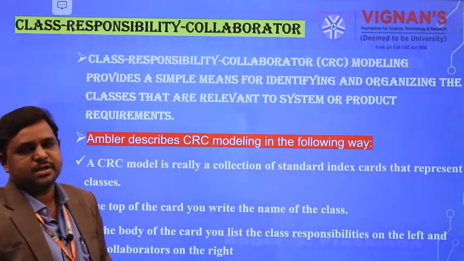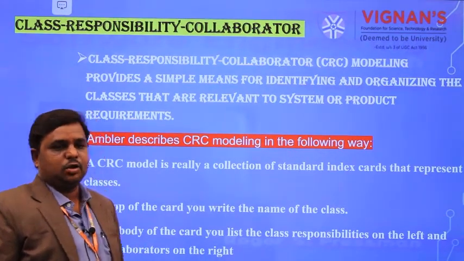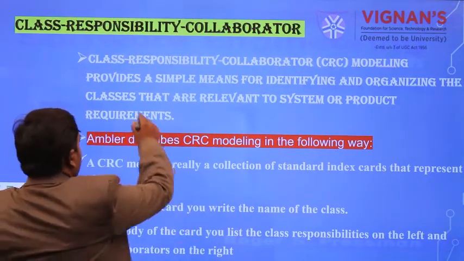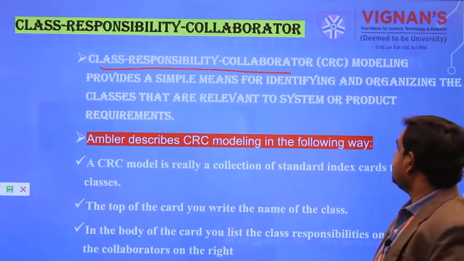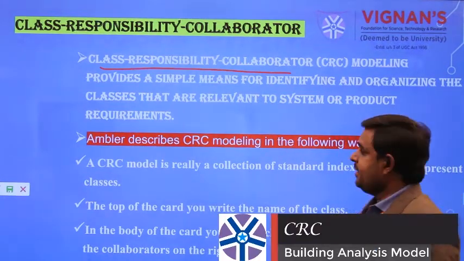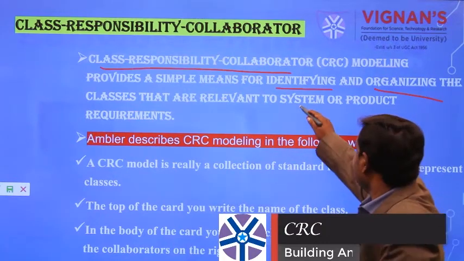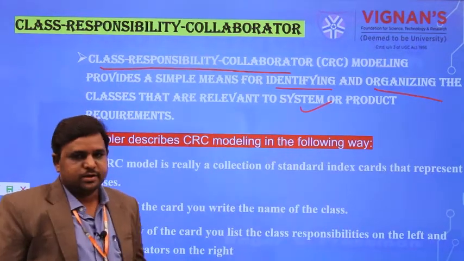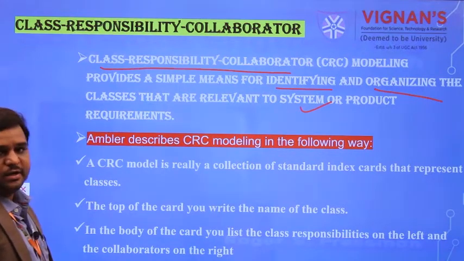And next we are going to discuss CRC, that is class, responsibility and collaborator. So the CRC model, or class, responsibility, collaborator. In this CRC model, it is going to provide a simple means for identifying and organizing the classes that are relevant to the system or product requirements. So Ambler describes the CRC model in different ways.